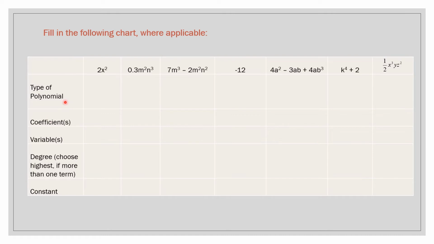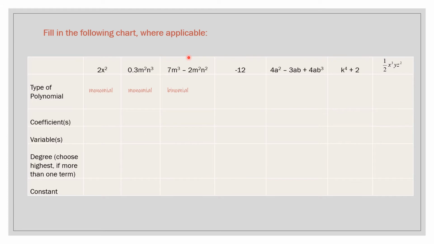So first let's talk about the type of polynomial. We're going to fill in this row first. Type of polynomial, 2x squared. That's just one thing. There's no plus or minus putting a second piece on it. It's just one. So it's a monomial. The next one also, what do you think? It's a monomial. The next one, 7m squared minus 2m squared n squared, has a minus sign in between. So it's separating this term from this term. So there's two terms here. That makes it a binomial.